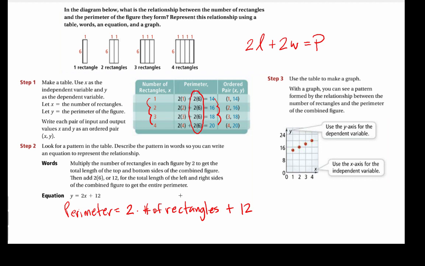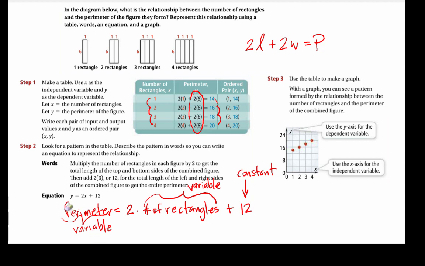This 2 times 6, this value of 12 right here, is a constant. Every single time we're adding 12. What's changing, or what's varying, hence the term variables, is this value right here, the number of rectangles. That's a variable quantity. And then the perimeter is also a variable quantity, so that's also a variable. So there's one thing that's constant here, and that's the 12.